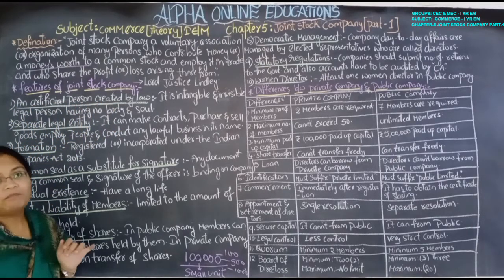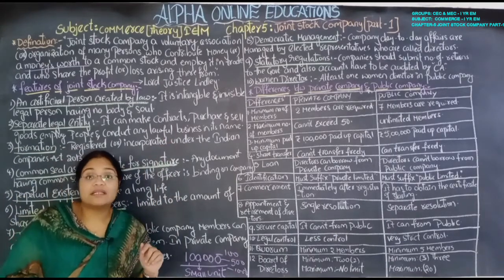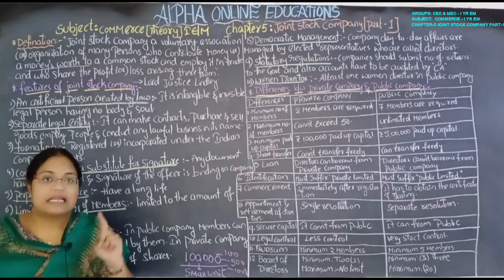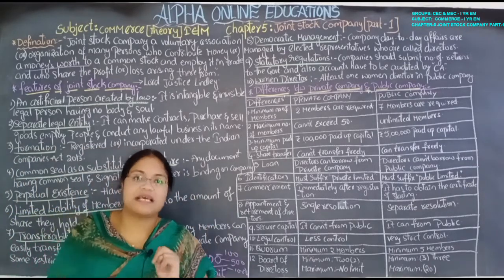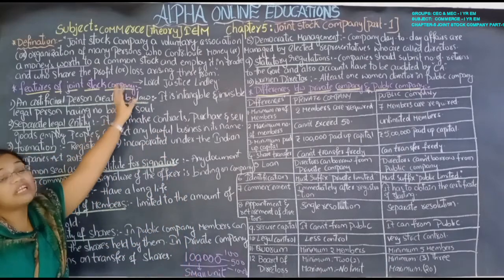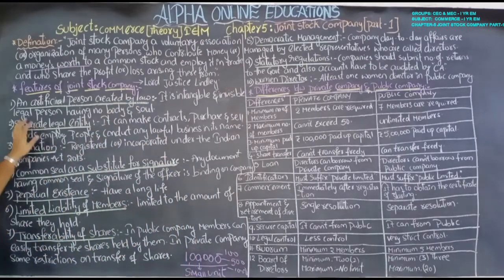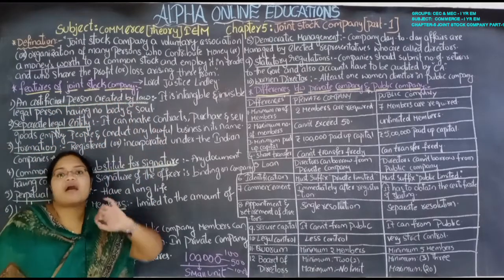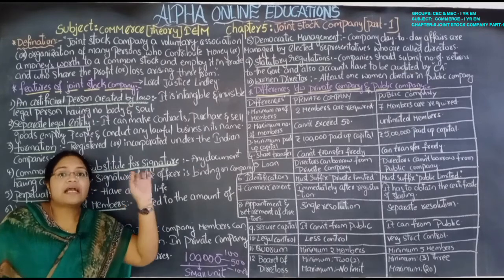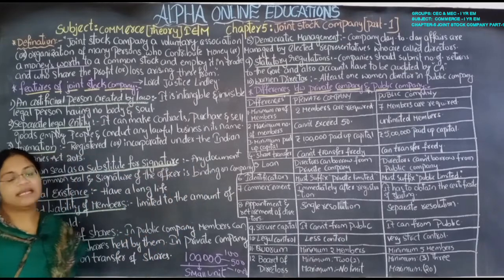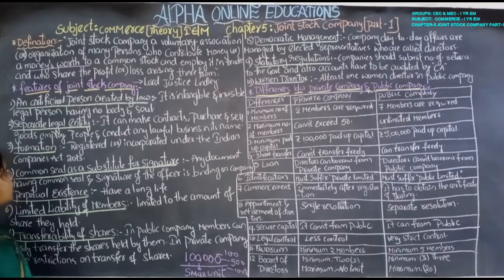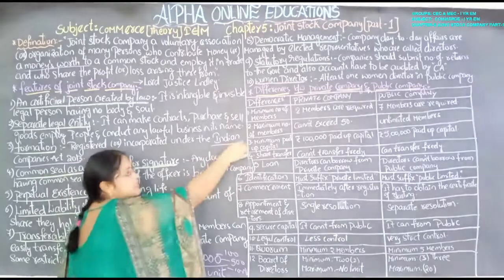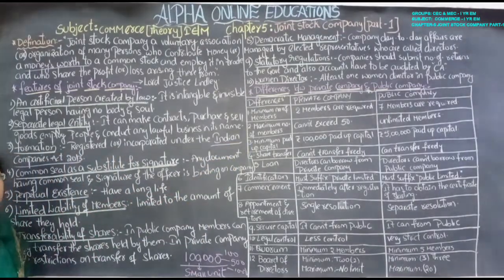Artificial person: you will study this in accountancy. In personal accounts there are two types of accounts, natural person and artificial person. So a company is also an artificial person, that is created by the law. What is that law? The Indian Companies Act 2013. With this it was created as an artificial person.